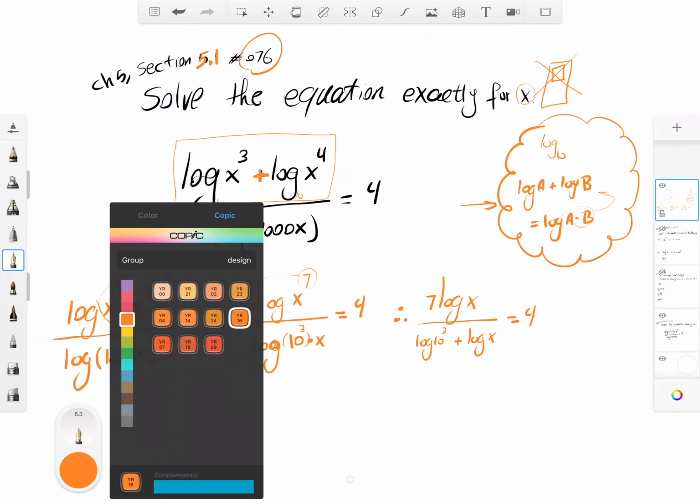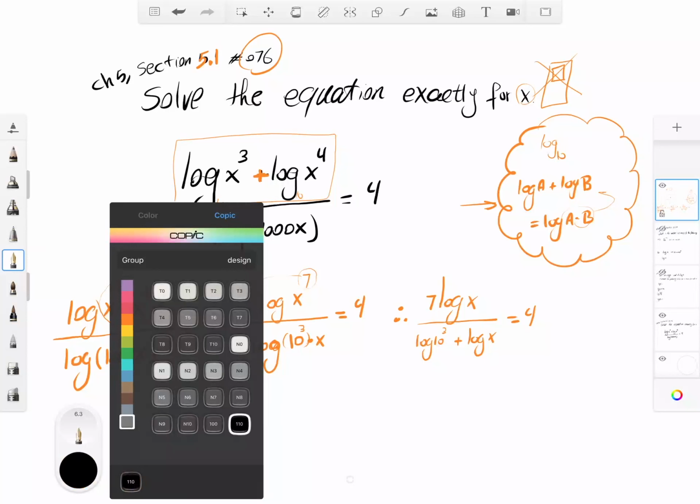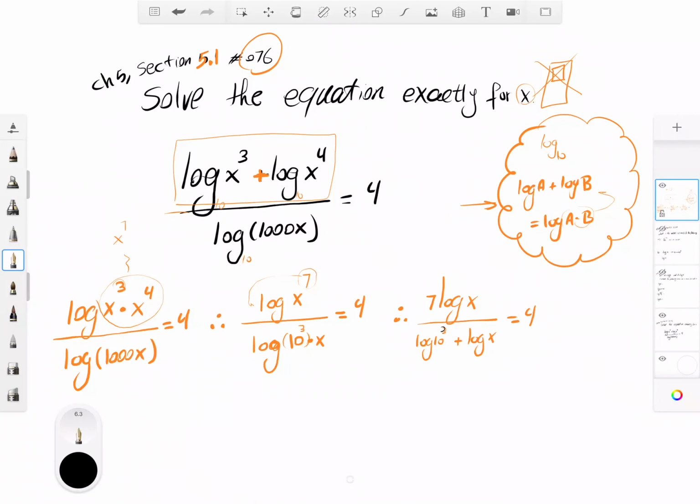Why did I do that? Because I want to simplify this 10 to power 3. Because the 3 will come over here, and we're going to have 3 log of 10, and log of 10 is 1, so only 3 will go in this place. We're going to have 7 log of x over 3 plus log of x equal to 4.